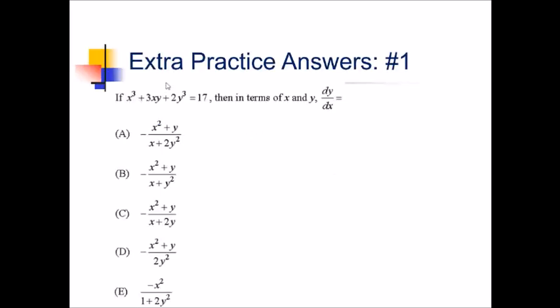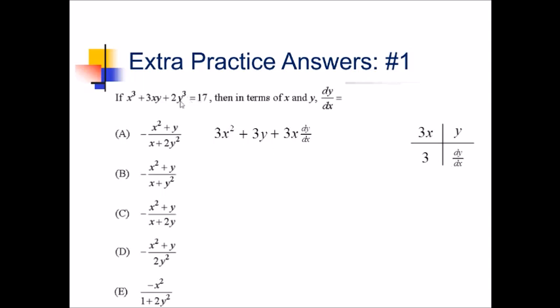For number 9, y is going to be a huge pain to try to isolate here, so let's use implicit differentiation for this derivative. So we'll get 3x squared plus, let's do product rule for that 3xy term. So I'll use 3x and y. Derivatives are 3 and dy over dx. So we have 3y plus 3x times dy over dx.